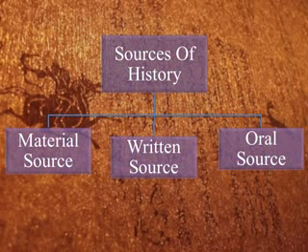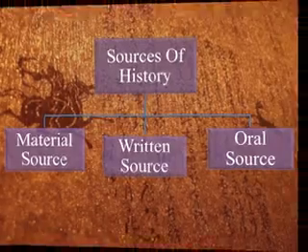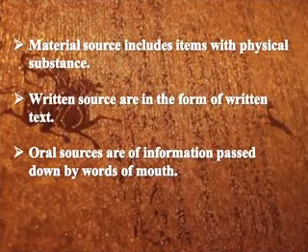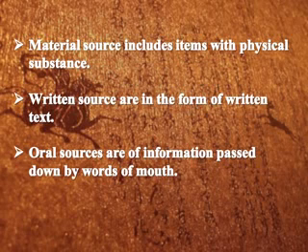The sources of history are classified, divided as material source, written source, and oral source. Now, let me talk little more about these sources. Material source includes items with physical substance. Material sources come under the category of architectural source and artifacts. These sources can be seen and touched, means they are tangible. For example, forts, buildings, pottery, etc.